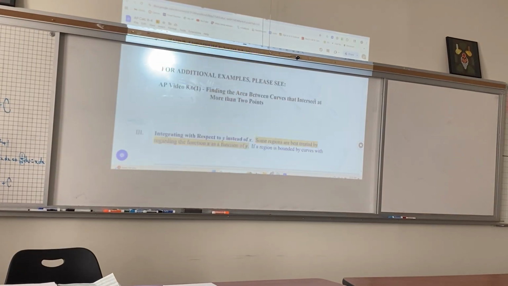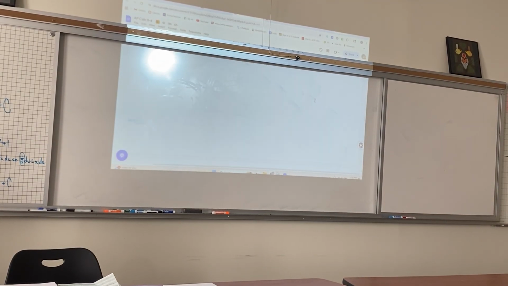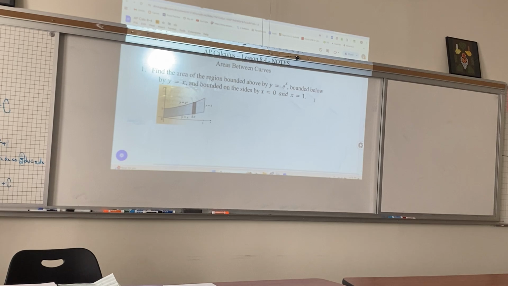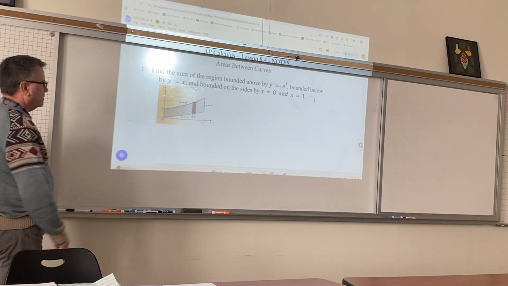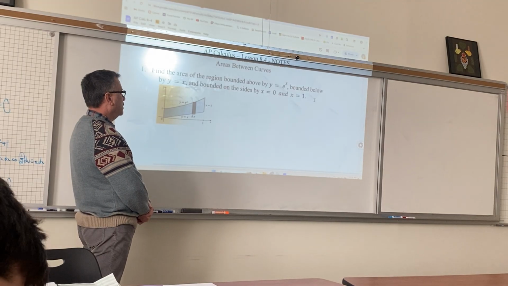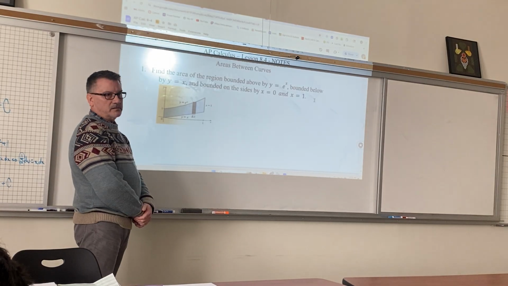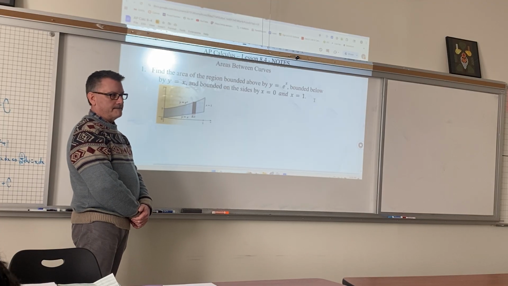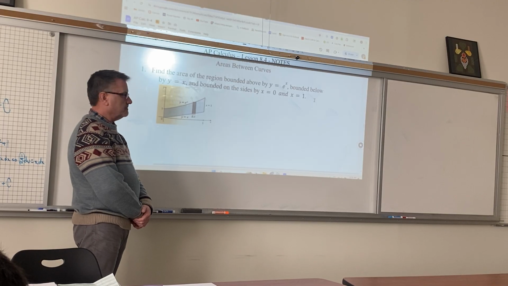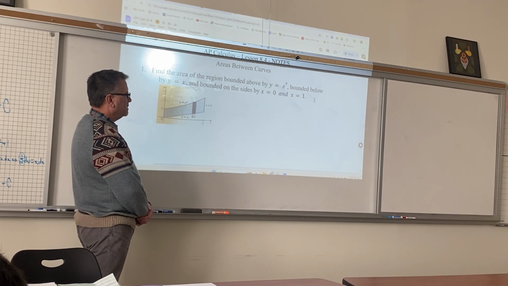Okay. Let's do some, right? So let's look at number 1 here. Find the area of the region bounded by, this is how they often look, y equals e to the x, bounded below by y equals x. So it's telling you which one's on top, which one's below. They won't always do that. It'll say find the area between these curves. Bounded on the sides by x equals 0 and x equals 1.